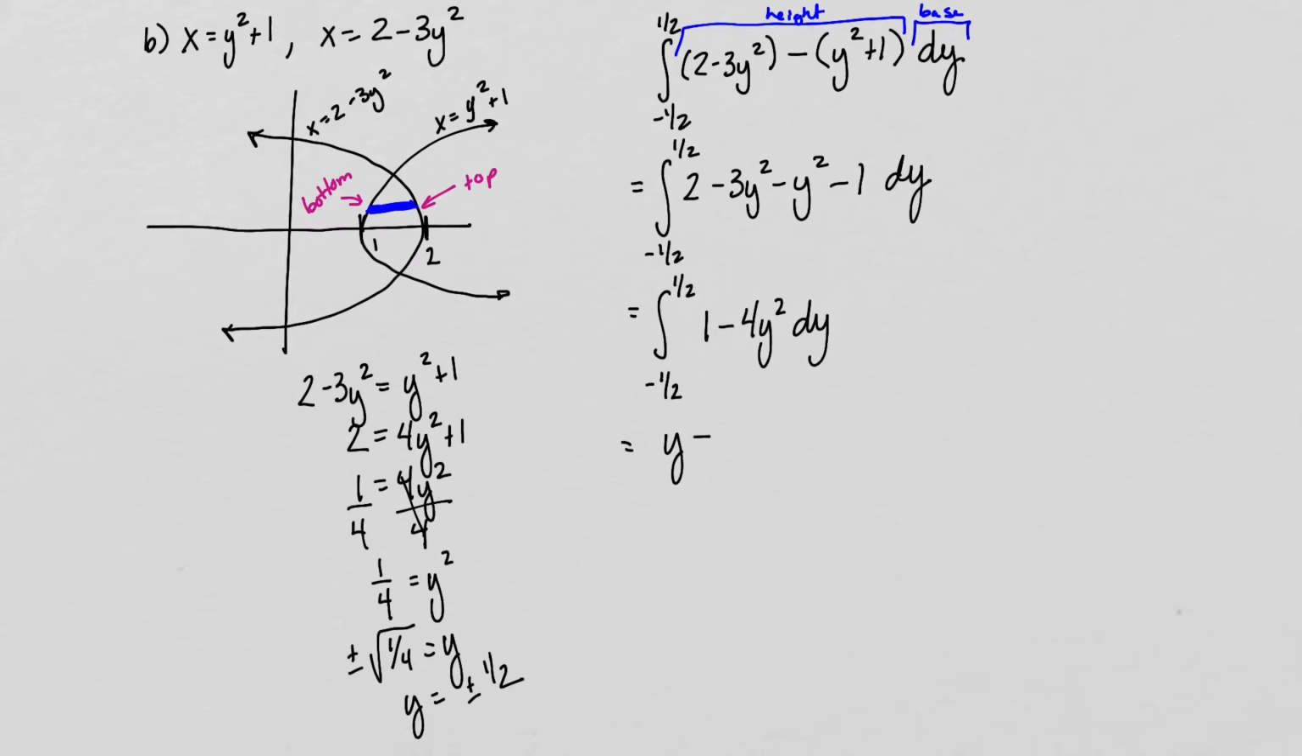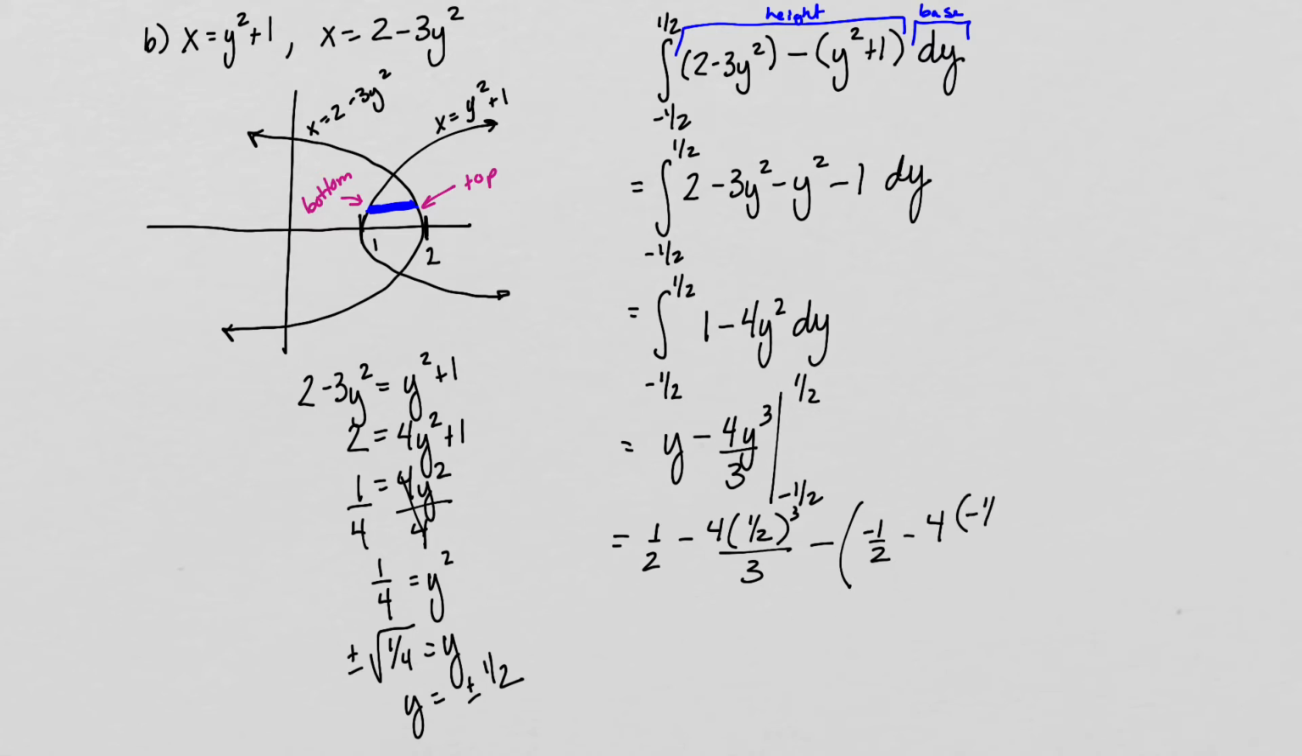Yep, 4y cubed over 3 minus 4y cubed over 3. And then we're going to evaluate that from minus 1/2 to 1/2. So we're going to get 1/2 minus 4 times 1/2 cubed over 3 minus 1/2 minus 4 times minus 1/2 cubed over 3.